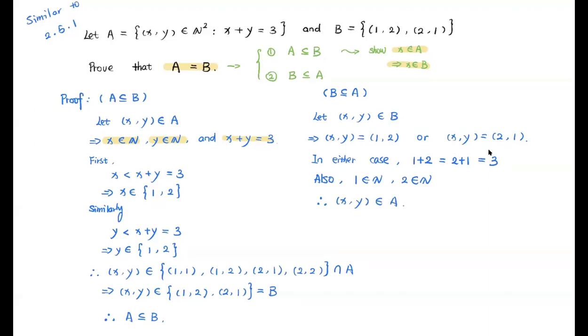Alright, since we started with this and eventually we get this, that means B is a subset of A. And therefore, A equals B. That's the end of the proof. Any question?